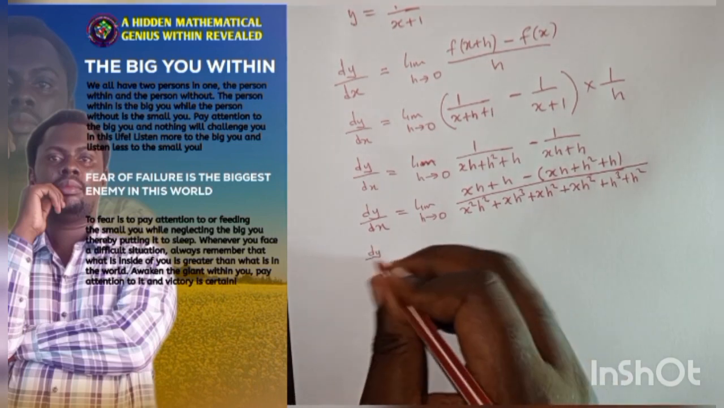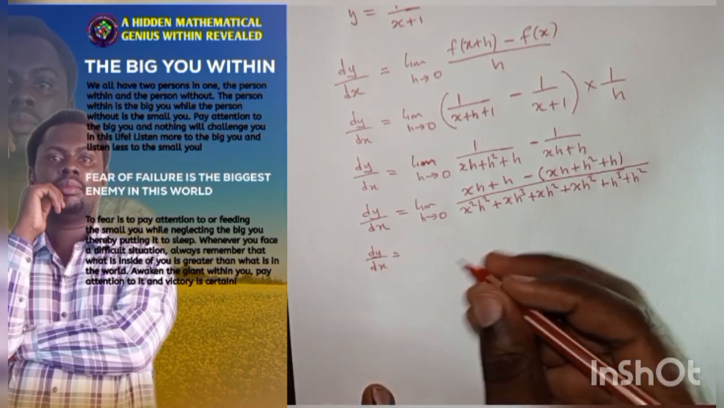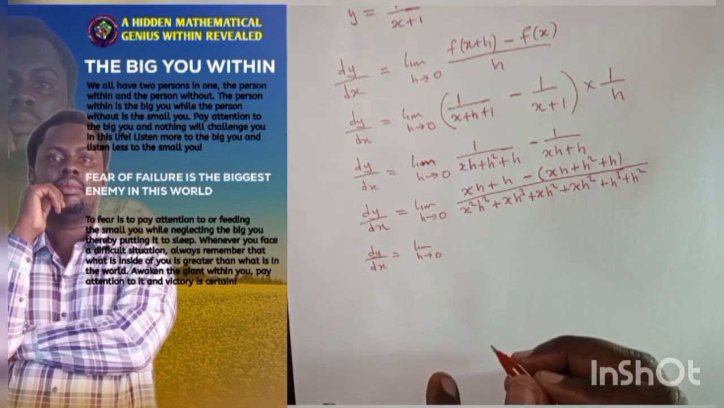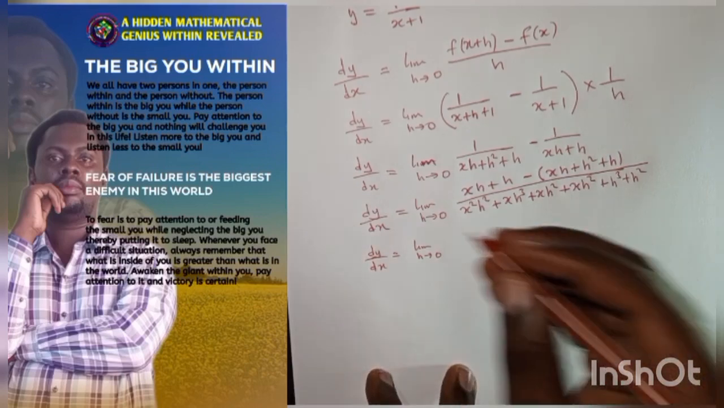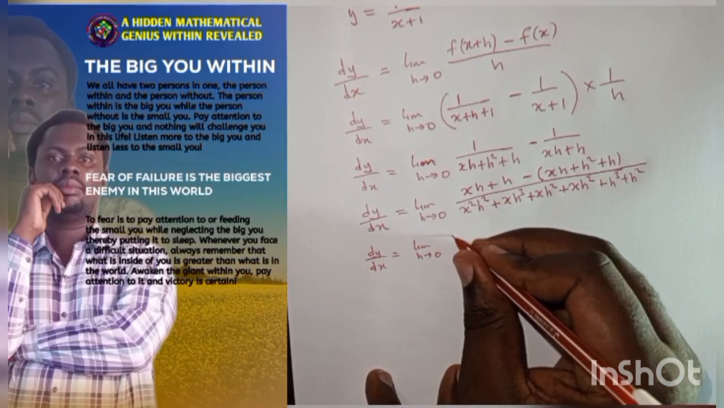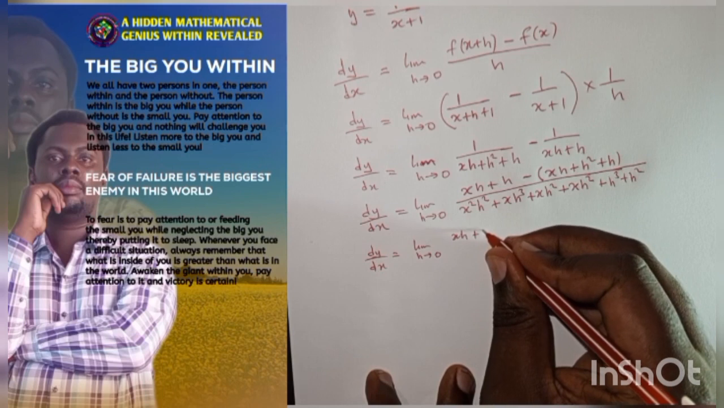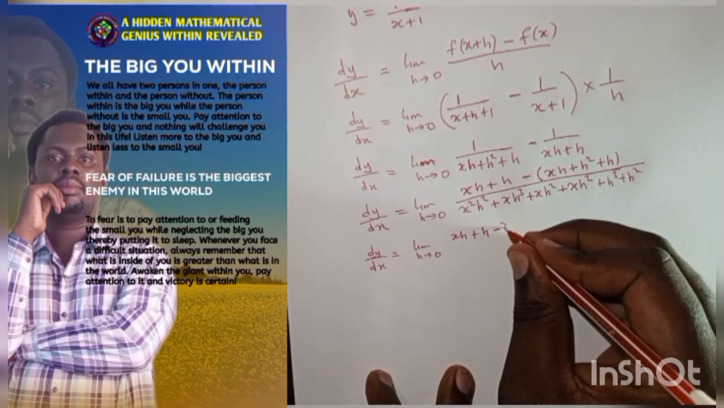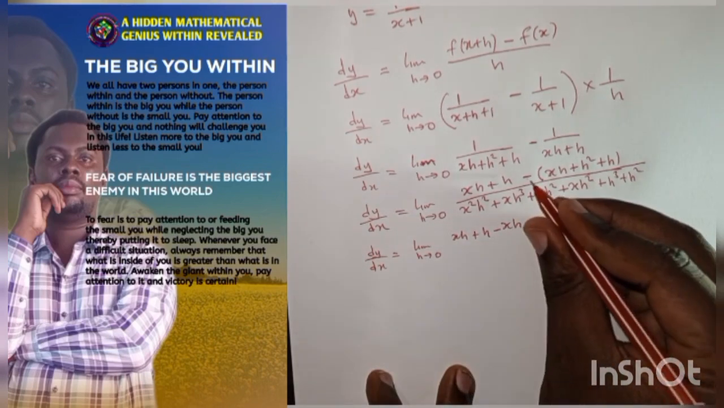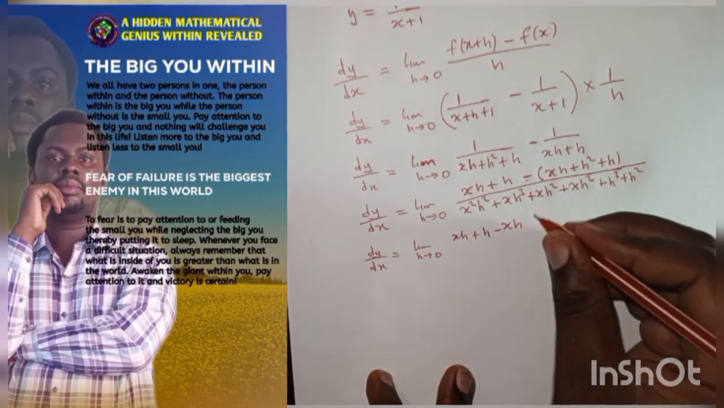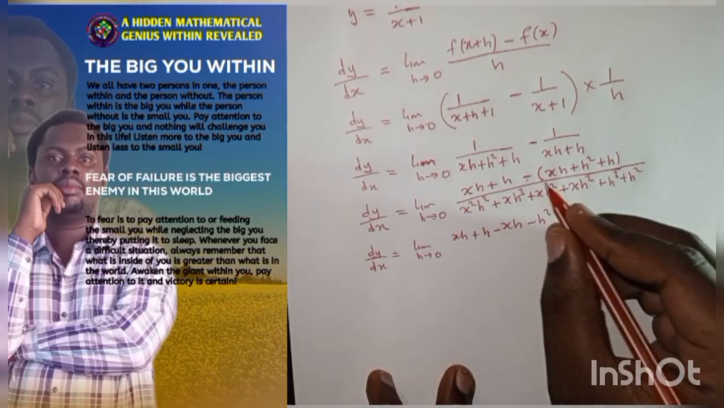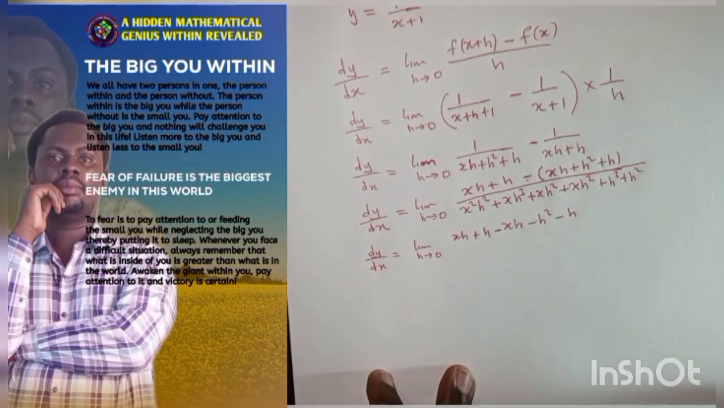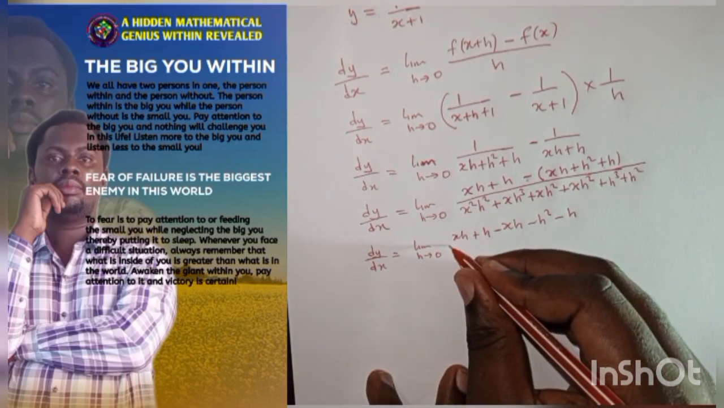So dy/dx is equal to the limit as h approaches 0 of, so we expand this, we're going to have xh plus h, then minus multiplied by xh, you get minus xh, then minus multiplied by plus h squared, you get minus h squared, minus multiplied by plus h, you get minus h, and this whole thing over.